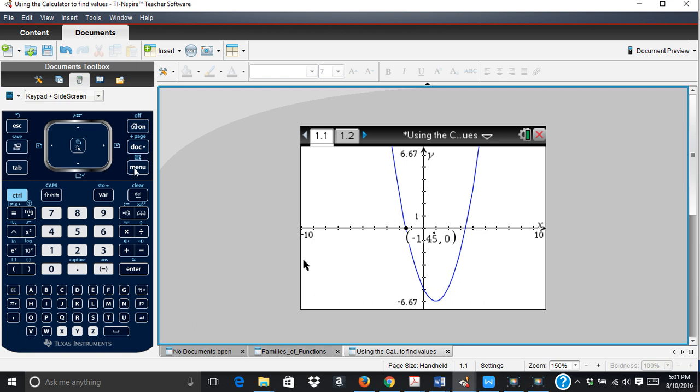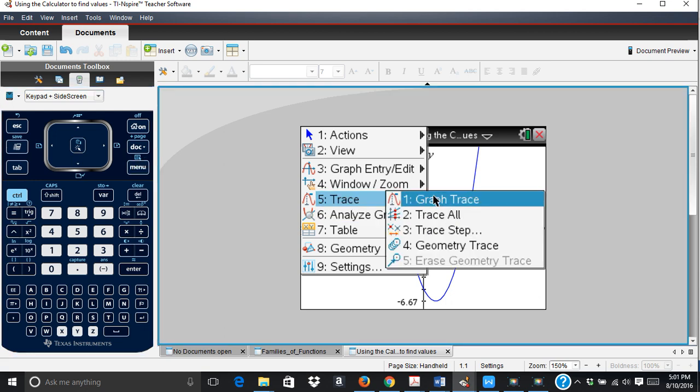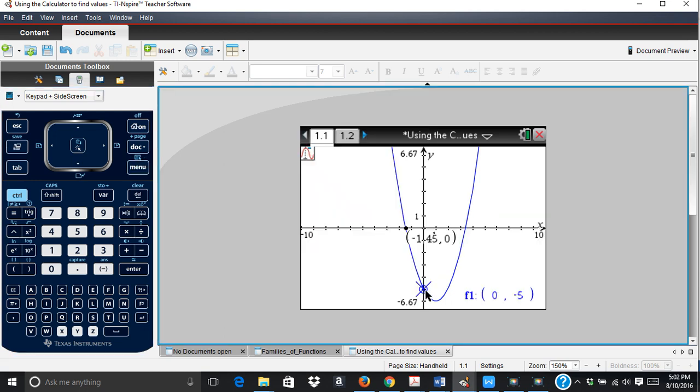Now the other thing I want to do is find maybe the y-intercept. So what I'm going to do here is go to Trace. I'm going to graph trace, and right here I'm going to put a point, and it tells me that x is 0 there, and -5 is the y-intercept.